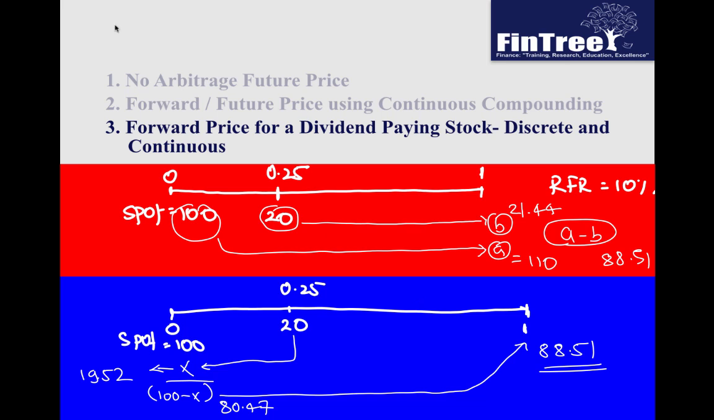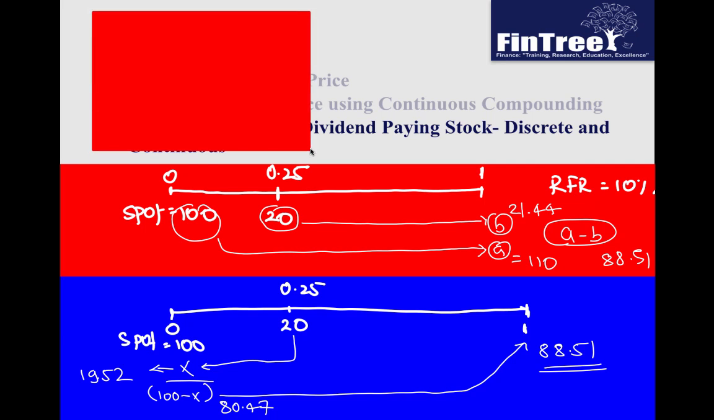Okay, so we have seen two formulas. The first formula here was: forward price or future price is equal to the spot price into 1 plus whatever the risk-free rate is, raised to t, minus the future value of the dividend.